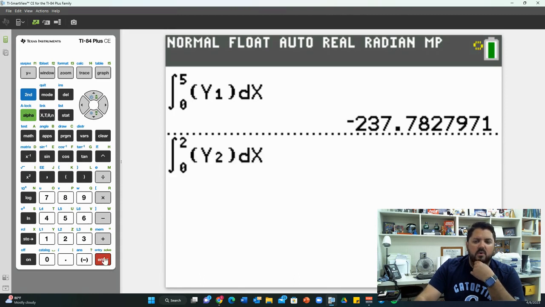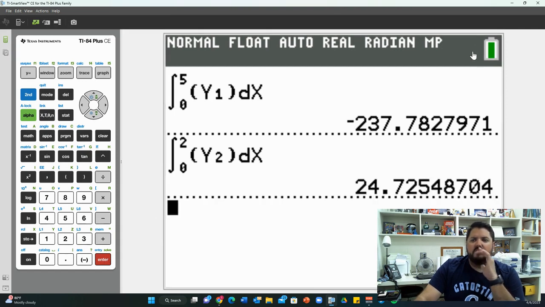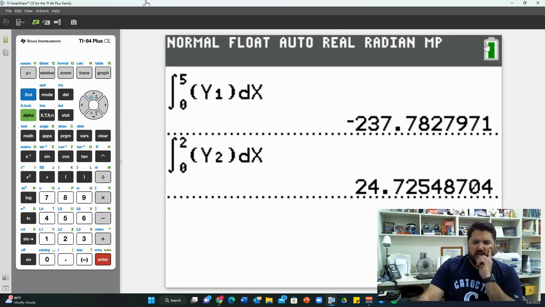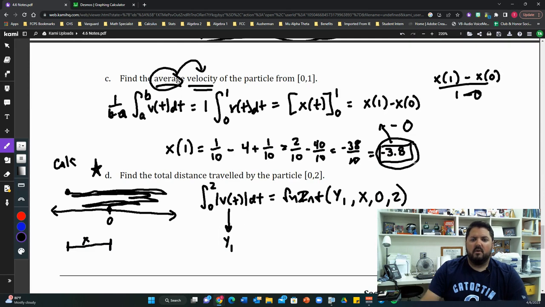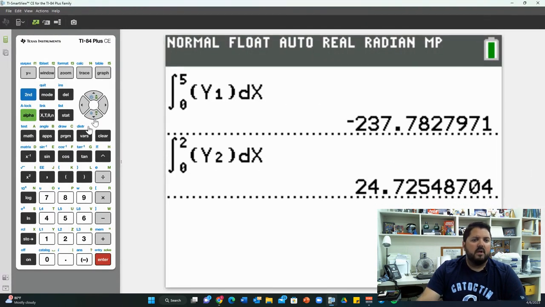Now again, you have the two choices. I just forgot to do it, so that's why we ended up doing it this way. So in this case, the total distance that the particle travels over that interval, sometimes it does take a little while for the calculator to think through these integral problems, especially the absolute value ones, because it has to chop it up into pieces. We get 24.725. So that would be our answer here.